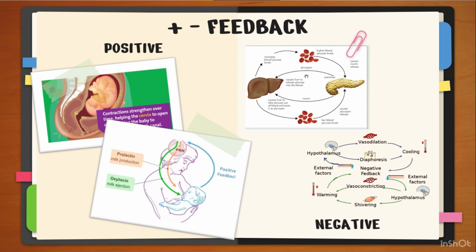The second example is in lactation, during which a mother produces milk for her baby. For negative feedback, an example is the control of blood sugar. And the second example is when the body temperature drops, the hypothalamus initiates several physiological responses to increase heat production and conserve heat.